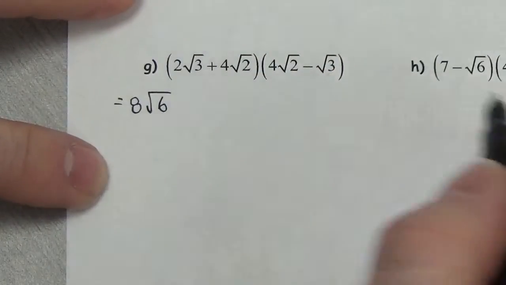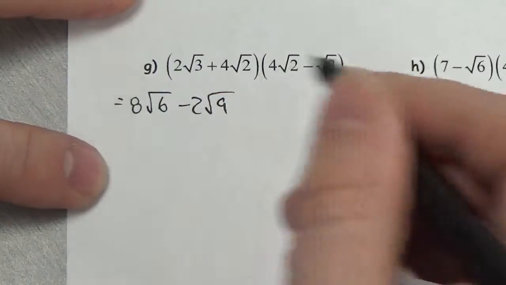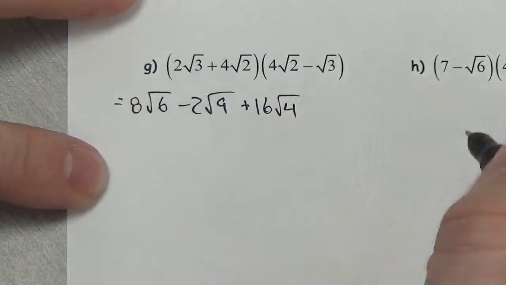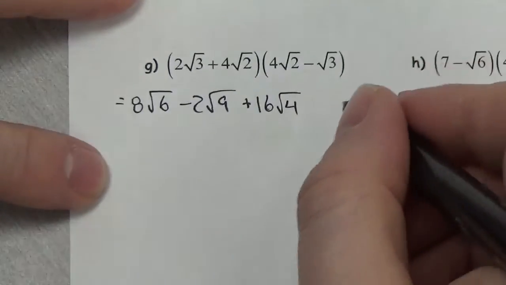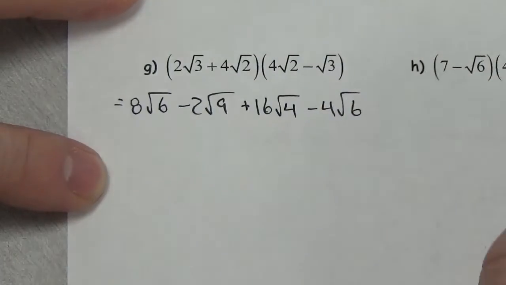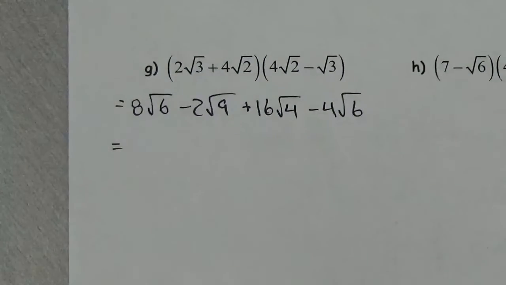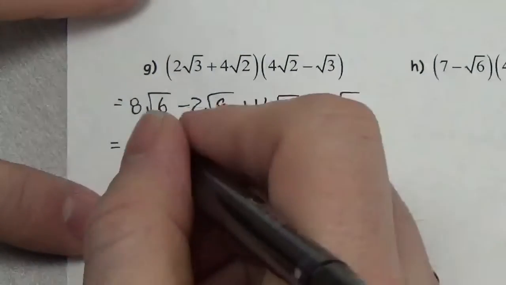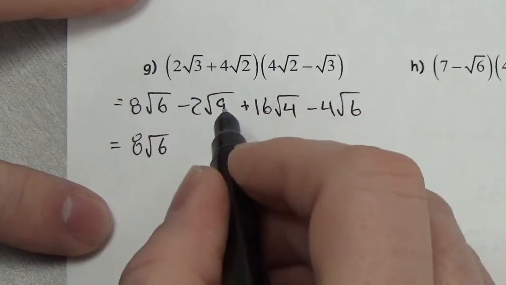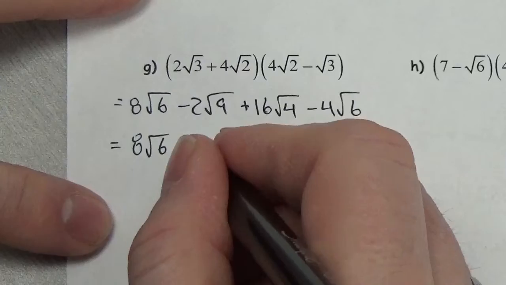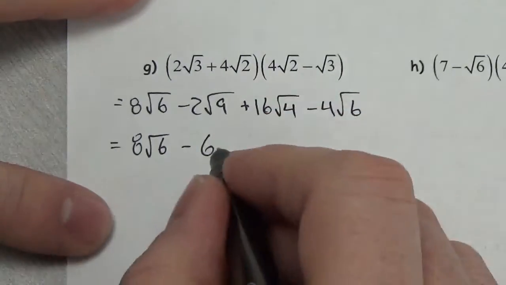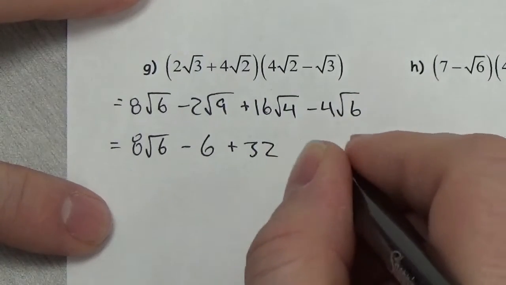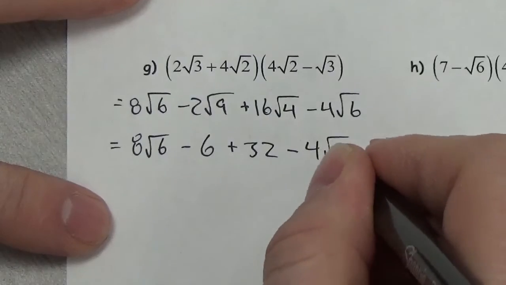2 root 3 times negative root 3 will be negative 2 root 9. 4 root 2 times 4 root 2 will be 16 root 4. 4 root 2 times negative root 3 is going to be negative 4 root 6. Now I want to simplify the radicals as much as I can. So inside here I know that the square root of 9 is going to be 3. And I'm going to try to speed this up just a little bit. The 3 times the 2 will be 6, so negative 6. The square root of 4 is 2 times 16 is going to be 32. And then I can't do anything with root 6.